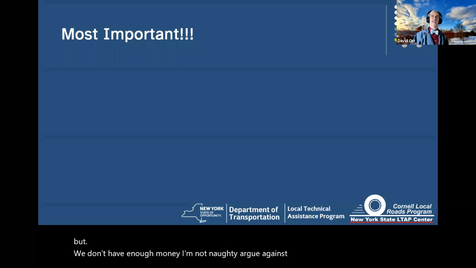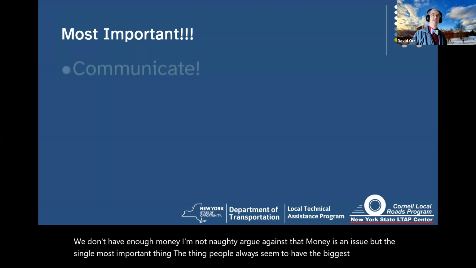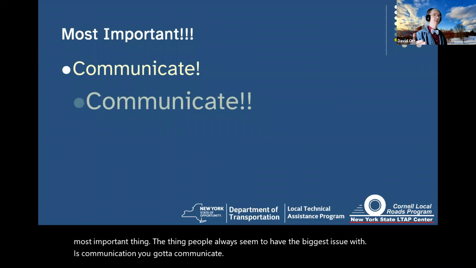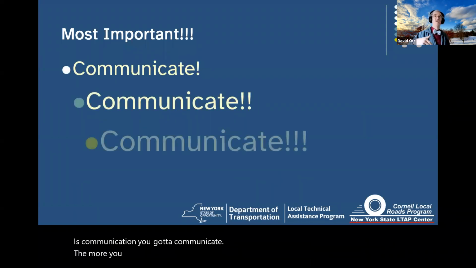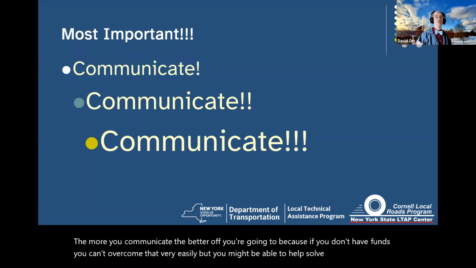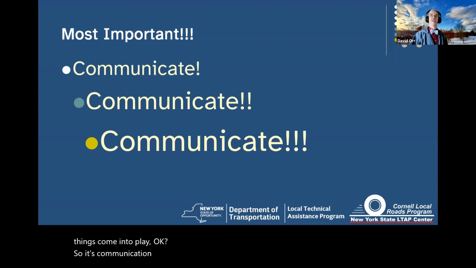Money is an issue. But the single most important thing, the thing people always seem to have the biggest issue with, is communication. You got to communicate. The more you communicate, the better off you're going to be. Because if you don't have funds, you can't overcome that very easily. But you might be able to help solve some problems by communication. And if you don't communicate, that's usually where the more expensive things come into play. Okay? So it's communication, communication, and communication. It really matters when you think about it.